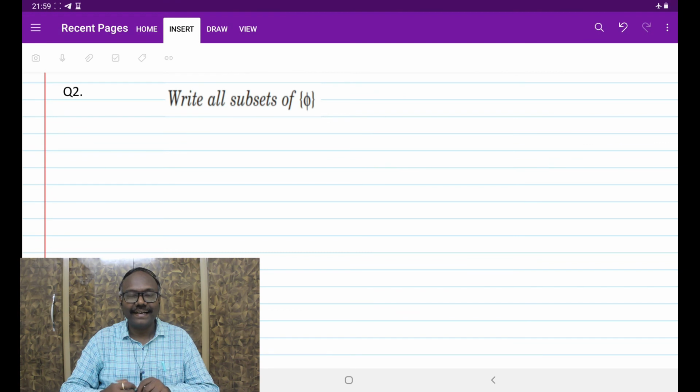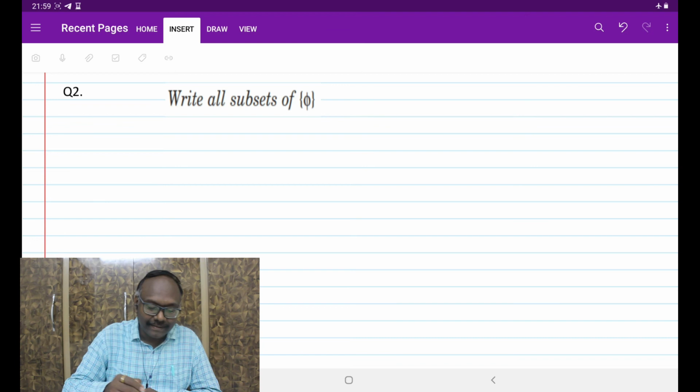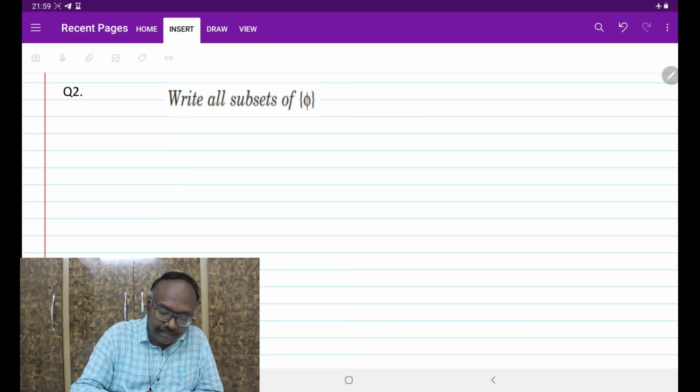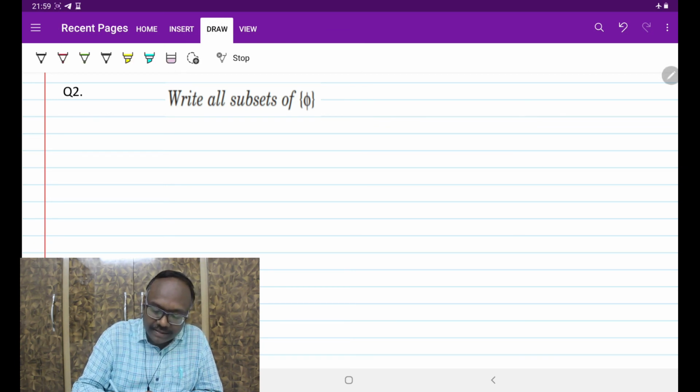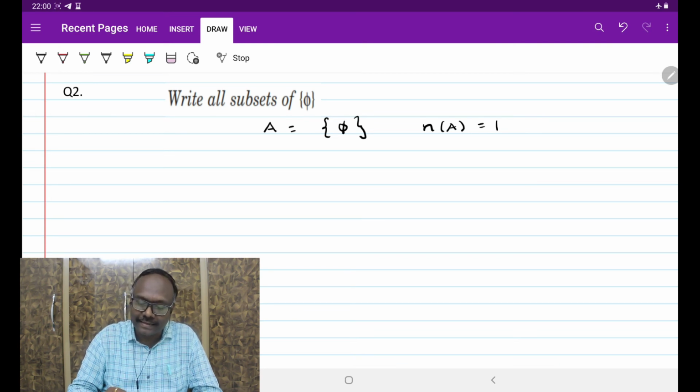Let us see the second example. Write all the subsets of the set containing null set. So here we observe that there is one member in the set. The number of elements in this set is one element. So let us consider A as the set containing null set. So n of A is equal to 1. There is one member in this set A, that is null set.